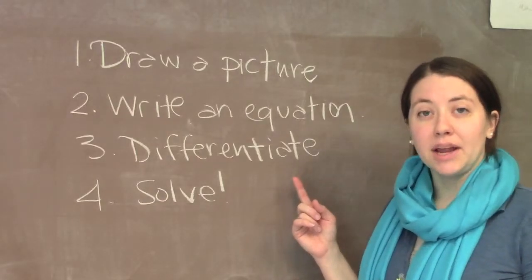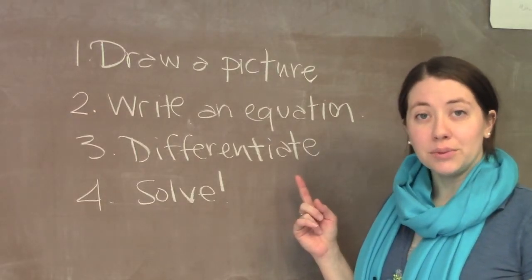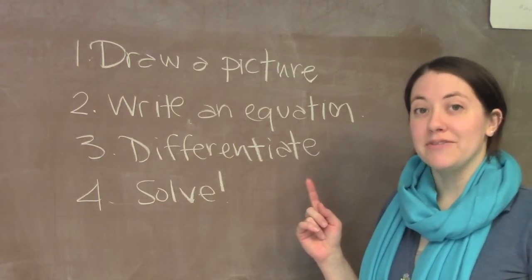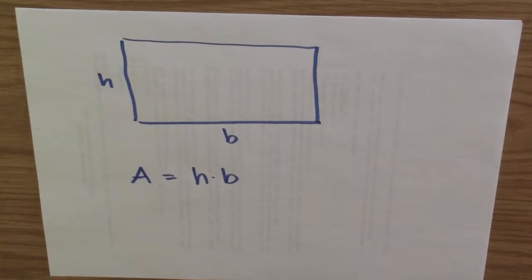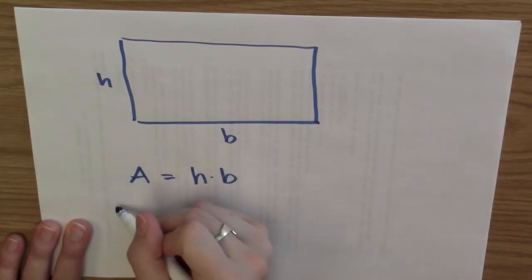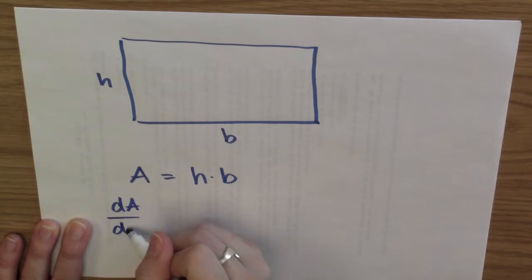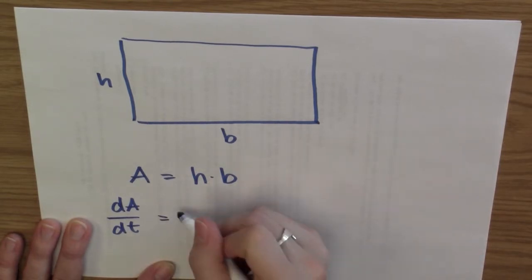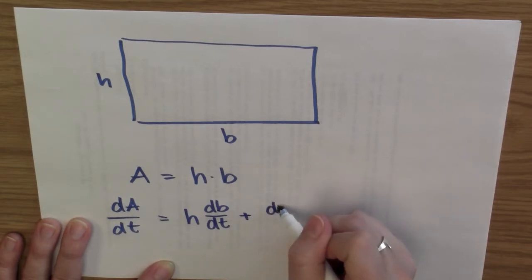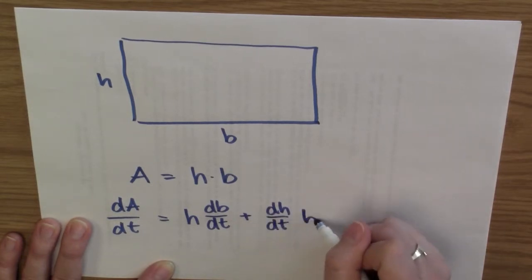Now we differentiate both sides of the equation. Don't worry that we still have 3 variables instead of just 2. Everything will work out fine in this case. Let's differentiate both sides of this equation, remembering that all of these variables are functions of t. That means we're going to need the product rule on the right-hand side. So on the left-hand side, we get dA/dt, and on the right-hand side, we get h times db/dt plus dh/dt times b.